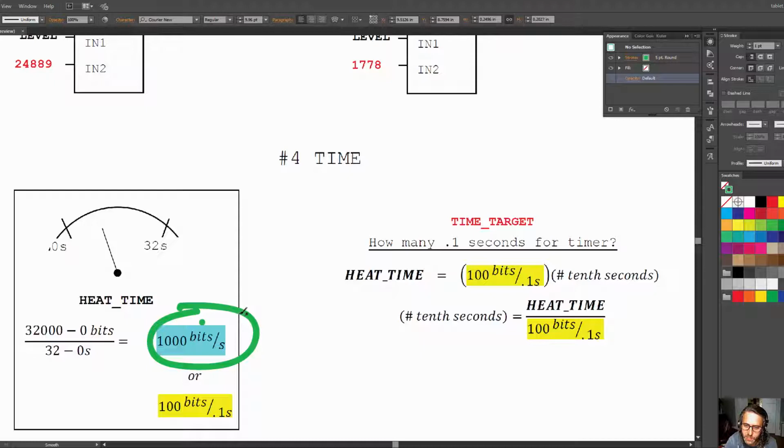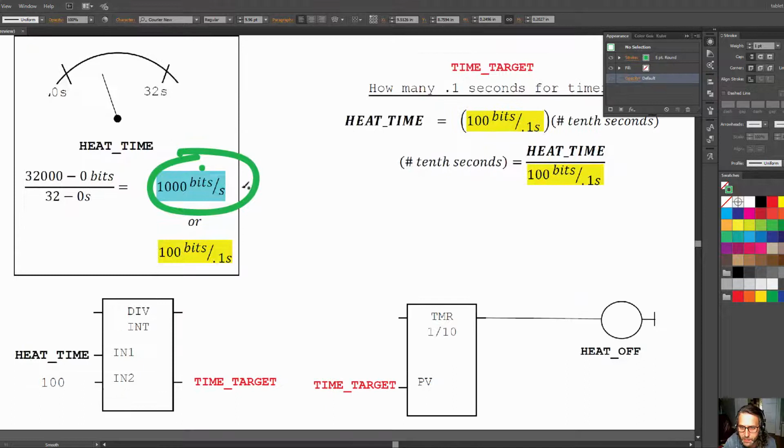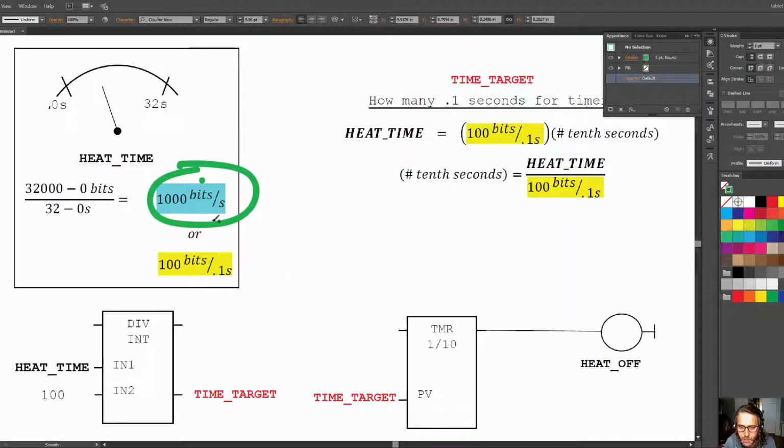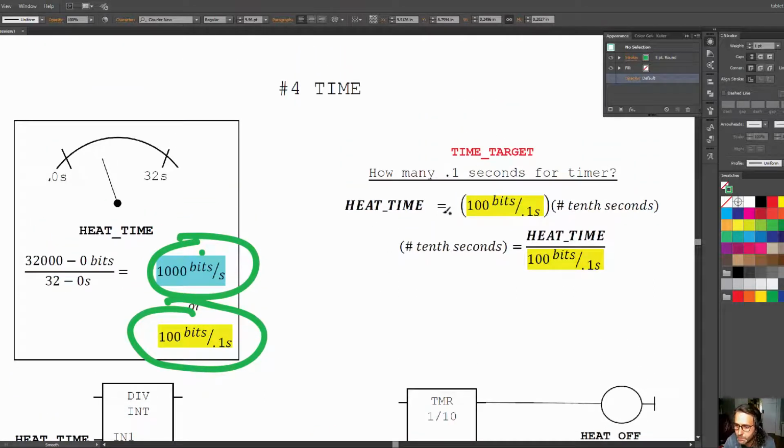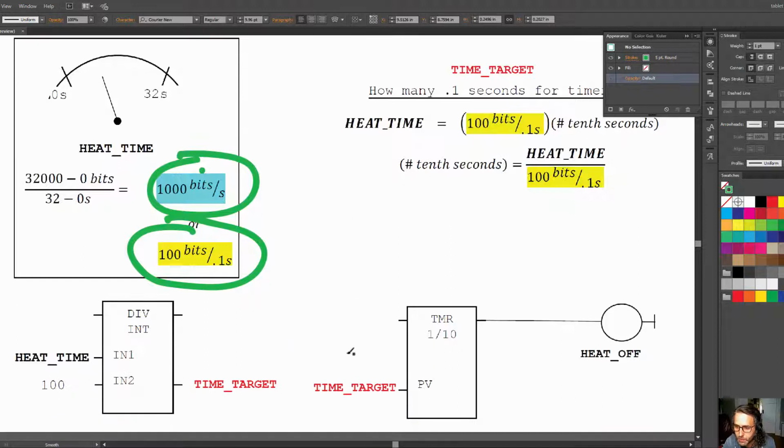But of course, we're not using 1 second timers. If we were, then you would want to use 1,000. And on a quiz, if you really want to, you can use the 1 second timer. But I'm going to show you how to do this with a 1/10 of a second timer. So if it's 1,000 bits per second, then hopefully it makes sense that it's 100 bits per 1/10 of a second. But we want to figure out the time target here. So what I've worked out is that time target, that's the number you put in front of your timer.